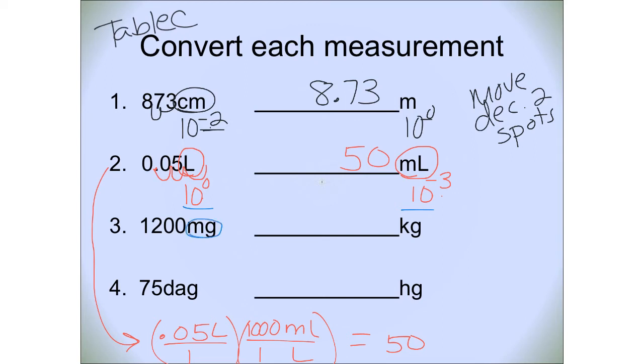So we have 1,200 milligrams to kilograms. So milli is 10 to the negative third. Kilo is 10 to the third. So now we are going to need to move our decimal 6 whole spots. Now, our unit is getting bigger, negative 3 to positive 3. Therefore, our number must get 6 places smaller. So we shift this over 1, 2, 3, 4, 5, 6.